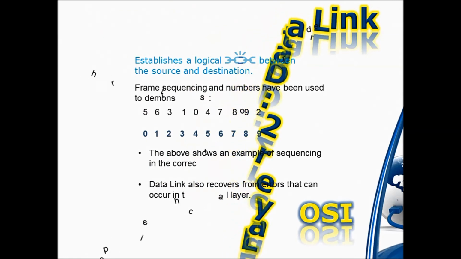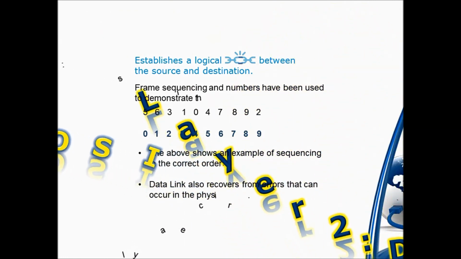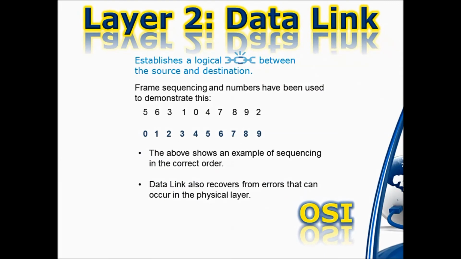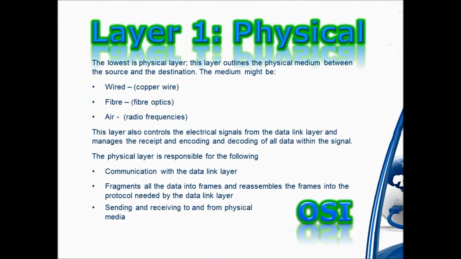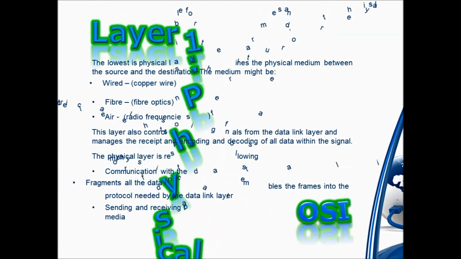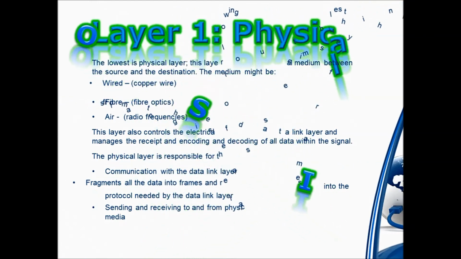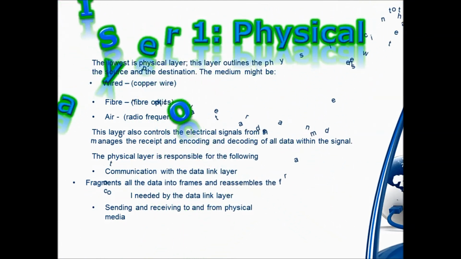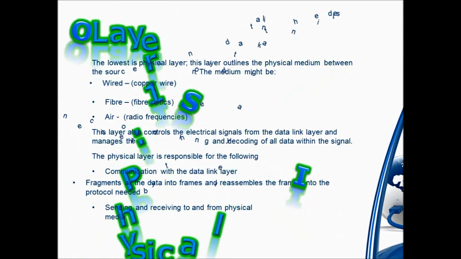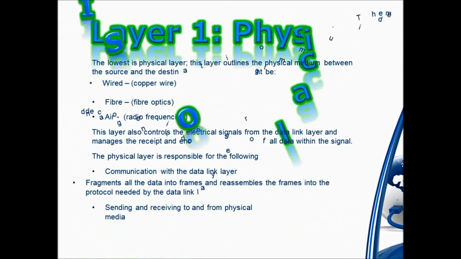Layer 2, data link, establishes a logical link between the source and the destination PCs. Frame sequencing and numbers have been used for demonstrating this. I have used 9 numbers in a mixed up order and 9 numbers in a sequence order. This demonstrates them putting them back into order. The above shows the example of sequencing in the correct order. Data link also recovers from errors that can occur from the physical layer.